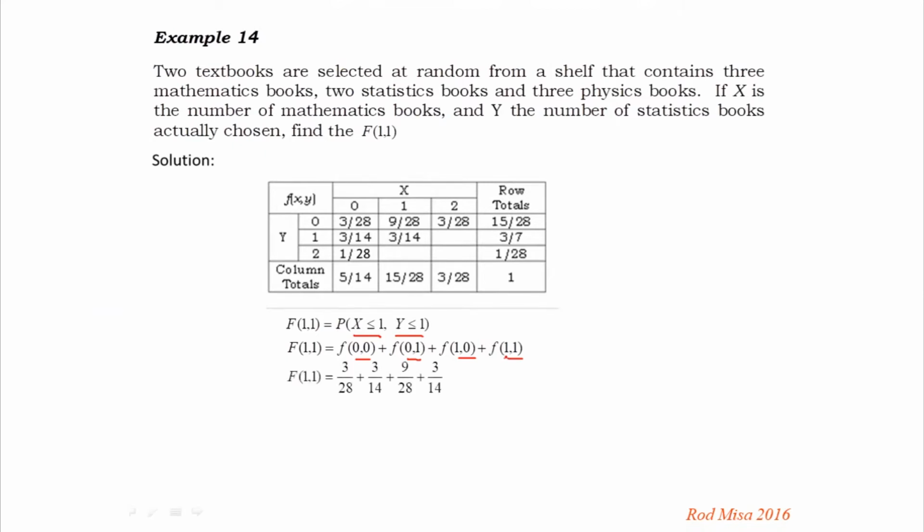So getting their probability values for 0, 0, which is 3 over 28, and for 0, 1, which is 3 over 14, as well as the probability of 1, 0, which is 9 over 28, and the probability also of 3 over 14. Adding these 4 fractions, we need to make their denominators similar. So 3 plus 6 plus 9 plus 6 is equal to 24. So 24 over 28 is the cumulative distribution value for 1, 1. Or in reduced form, the value is 6 over 7.